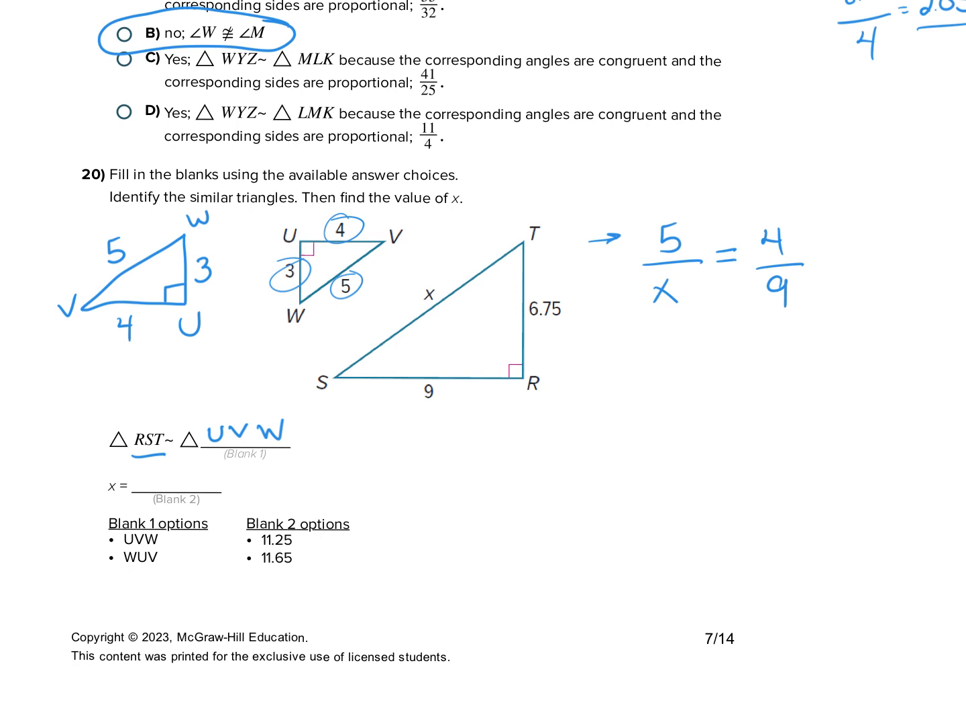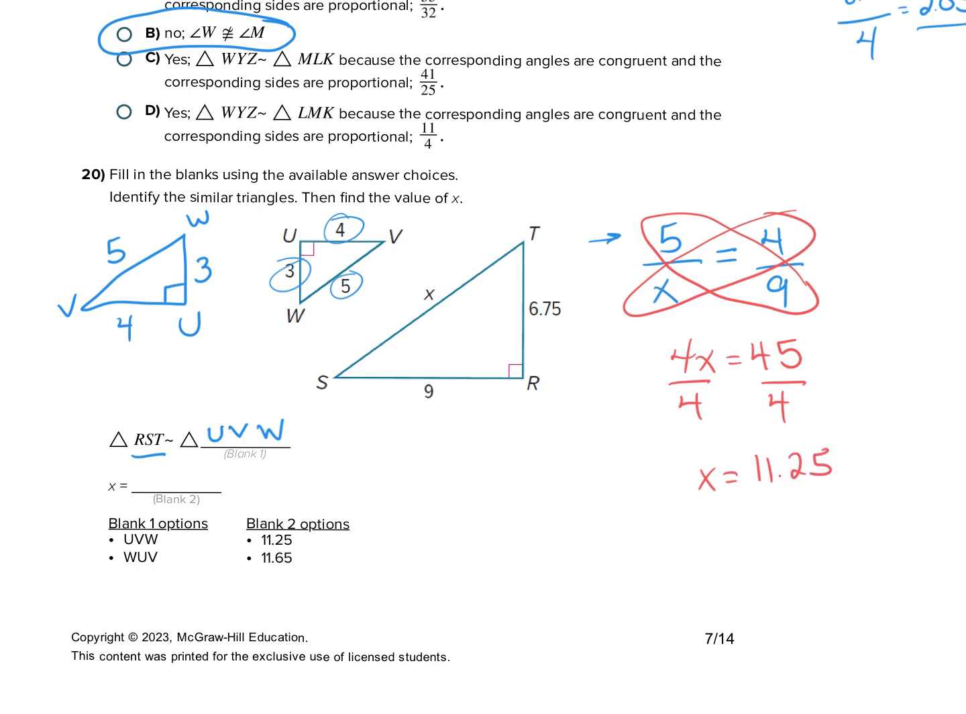Okay, so from here, we are just going to cross multiply to solve. So I'm going to get 4x equals 45. And when I divide by 4, I get x is equal to 11.25. And that is this answer here.